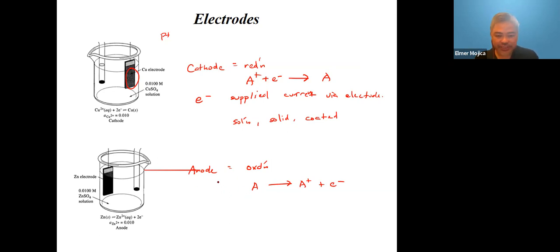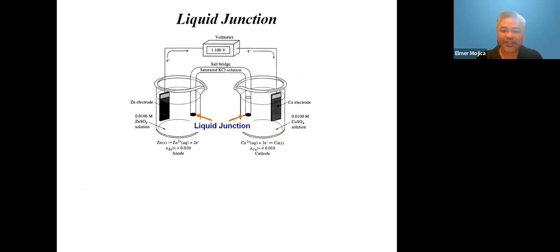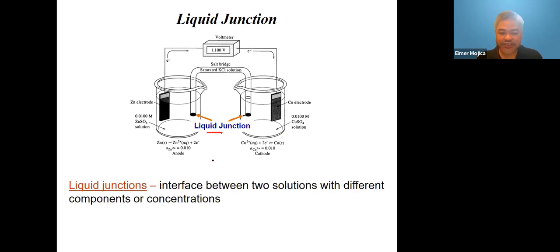Okay, now for the anode, usually the electron is taken up by electrode into the circuit or electrical circuit. Okay, now one thing that we have not learned, and maybe this is the first time that you are introduced to this concept, ay yung tinatawag nating liquid junction. Okay, so liquid junctions, these are the interface between two solutions with different components or concentration.